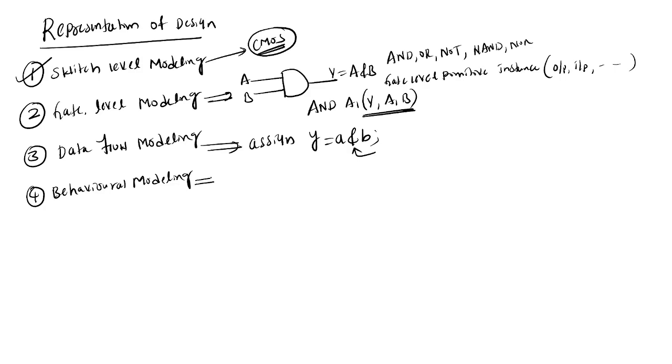Behavioral modeling means, for example, if you take a half adder circuit or a full adder circuit. For the half adder circuit, I know the behavior of the circuit: it consists of two inputs and two outputs, sum and carry. I will not bother about the inside circuitry. I will only bother about the behavior of the circuit. That is nothing but behavioral modeling.